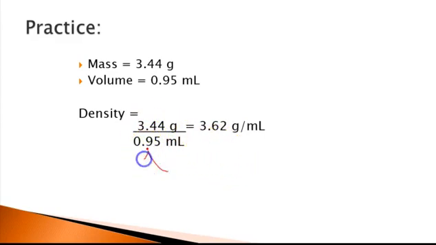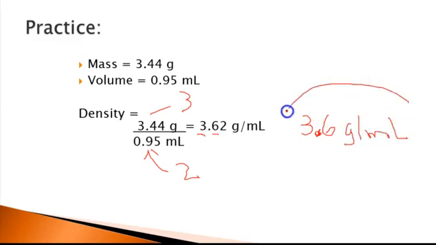This is 2 sig figs. This is 3 sig figs. So my answer can only have 2 sig figs in it. So the answer would be rounded to 3.6 grams per milliliter in the correct significant figures. Don't forget the units. Don't forget the significant figures. It always goes by the lower number of figures in your question.